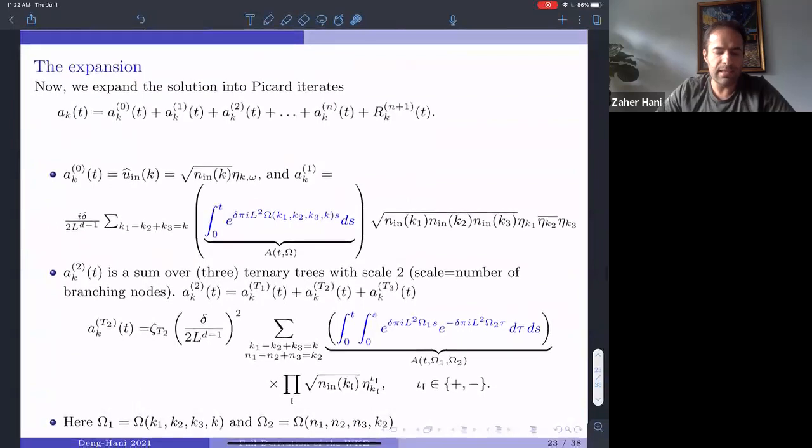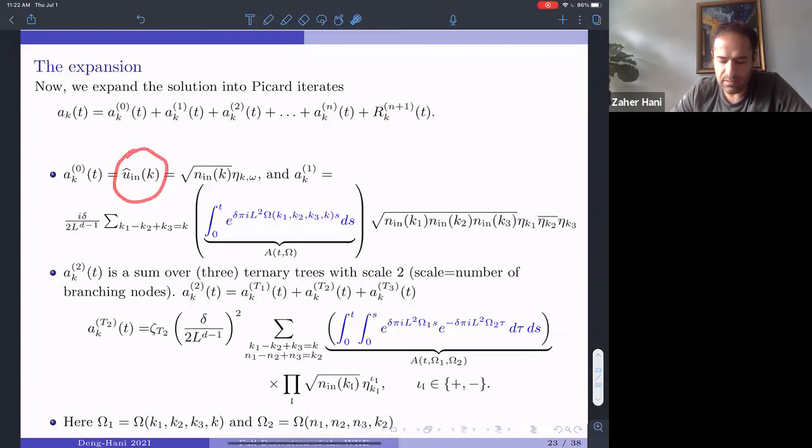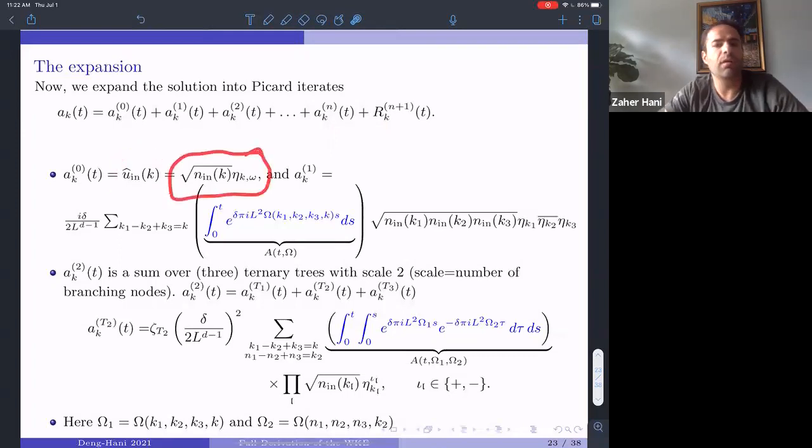So the idea is what we had mentioned last time: to do an expansion of the solution into Picard iterates. So we write A_k as A_k^0 plus A_k^1 plus A_k^2 up to A_k^n, and then at some point we'll just call the remainder R_{n+1}, for example. Of course, A_k^0 is nothing but the initial data. So this is given by square root of n initial times those Gaussian factors.